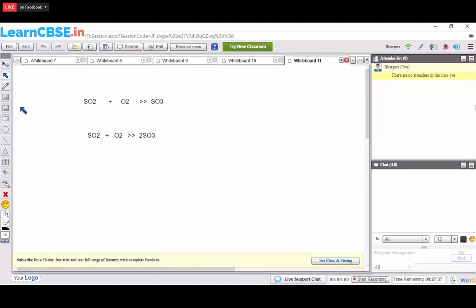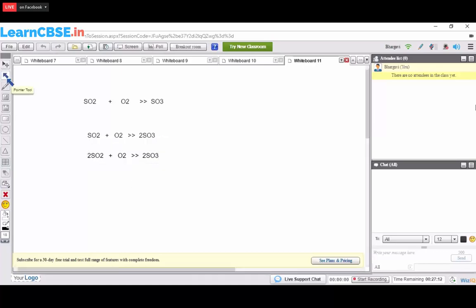Okay, so now what we can do over here is first balance the sulfur, then we can balance the oxygen. 2 sulfur atoms are here. Here it is only 1 sulfur. Okay, so it is a 2. 2SO2 plus O2 gives 2SO3.